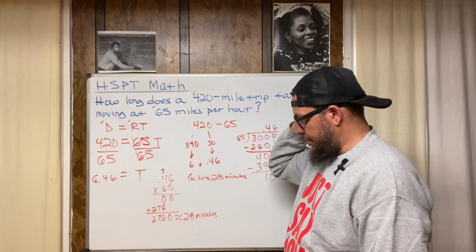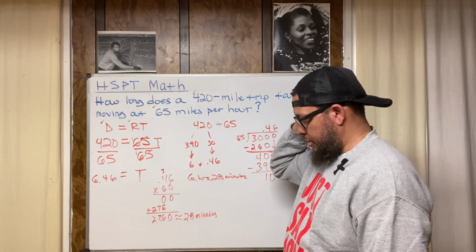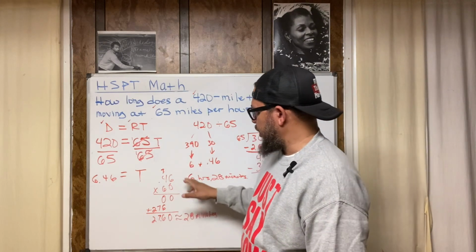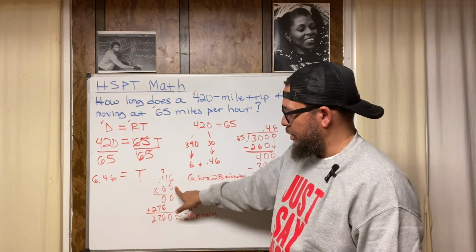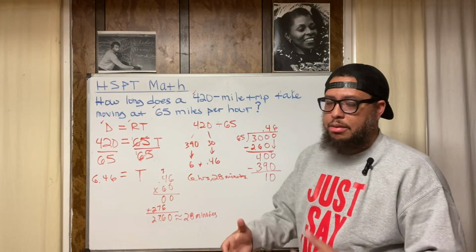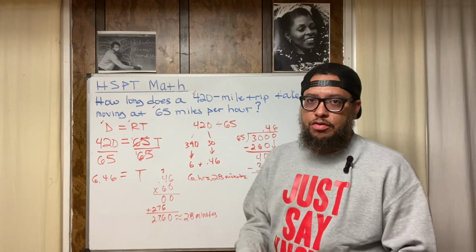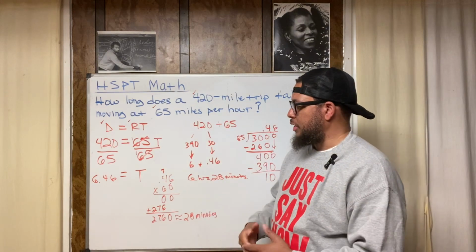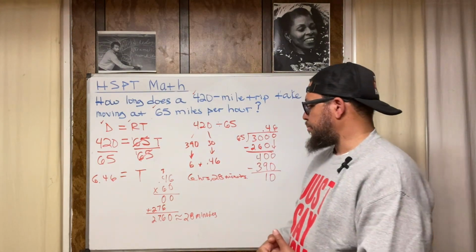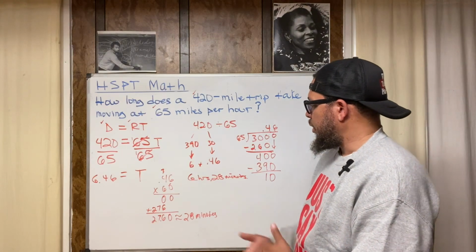And how do we get that? We do 0.46 times 60. 0.46 of 60 minutes. See, math language. The word of means multiply. So it's 0.46 of 60. That's what we're working with. All right. So that's about that.